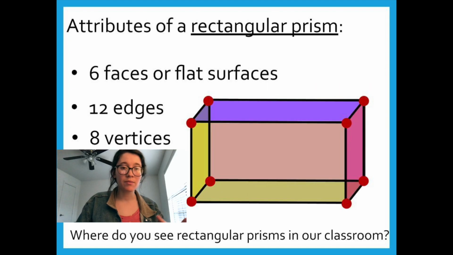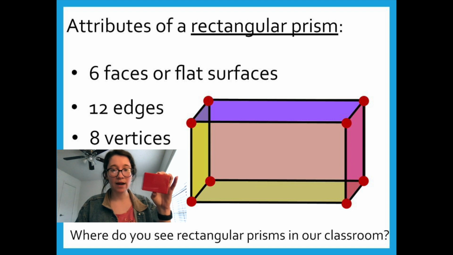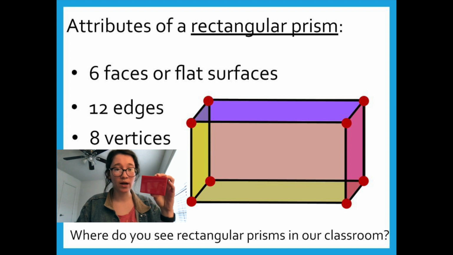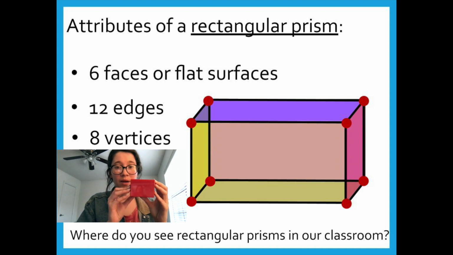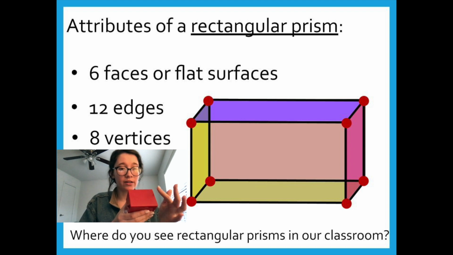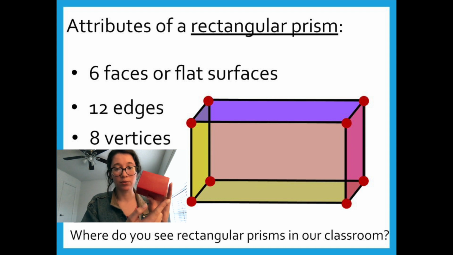So let's take a look at some attributes of a rectangular prism. So I have a rectangular prism here, and there's one on the PowerPoint as well. You'll notice that this rectangular prism has 6 faces, also known as flat surfaces. So you're going to look at all the flat surfaces of a rectangular prism. It has 12 edges, and it has 8 vertices, and you want to look at all of the vertices all the way around the rectangular prism.